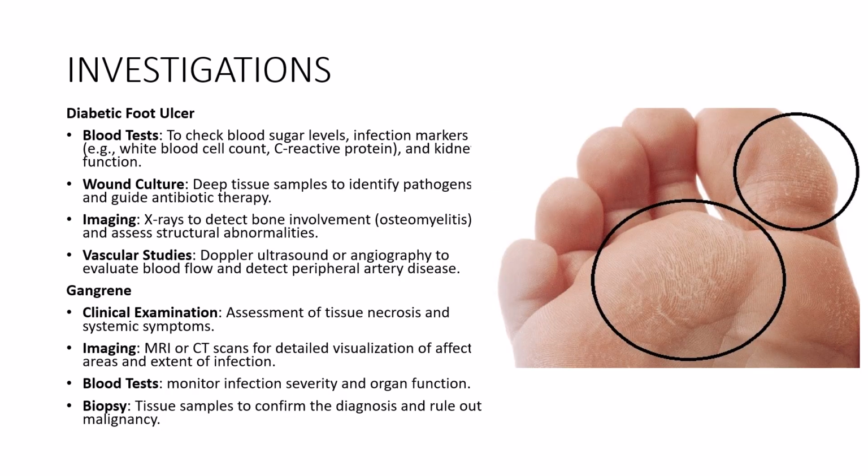So what are the investigations we're going to do? For the diabetic foot ulcer, we'll firstly go for the blood tests. We have the random blood sugar test, fasting blood sugar, postprandial and HbA1c. We'll be doing those tests to check the blood sugar levels, and also we'll be going for the infection markers, for example white blood cell count, C-reactive protein, and the kidney function test.